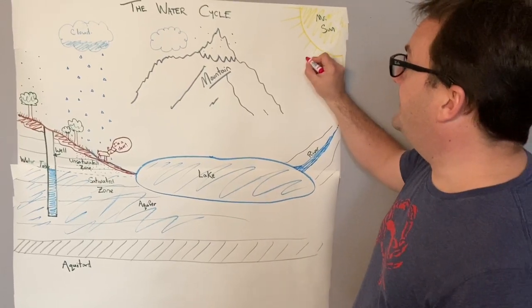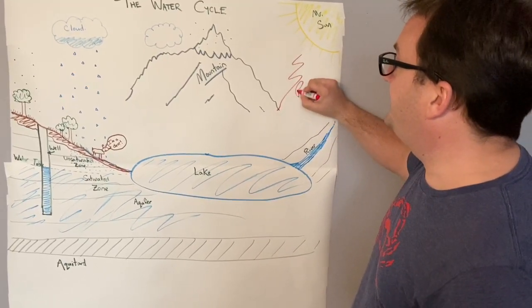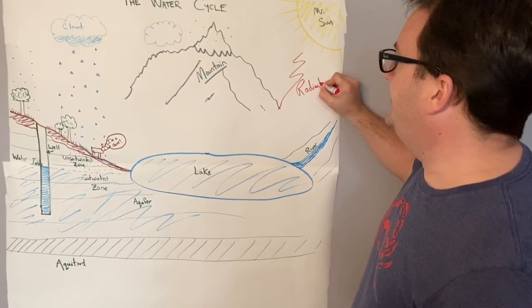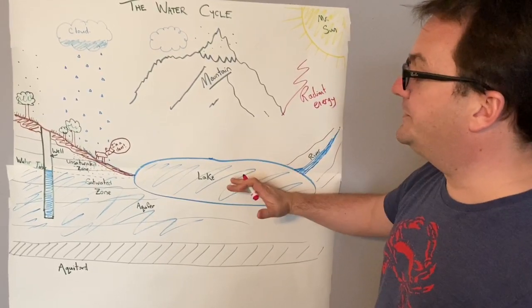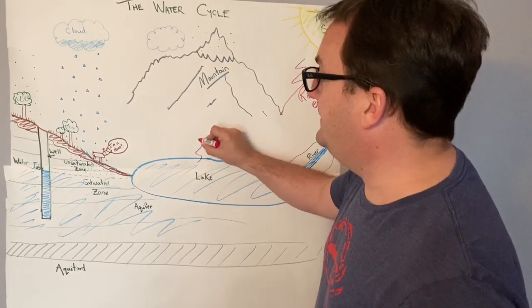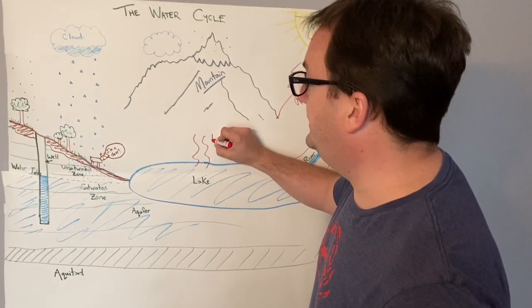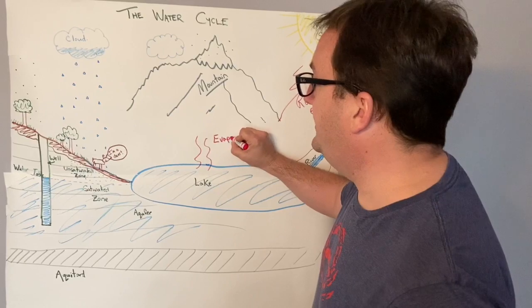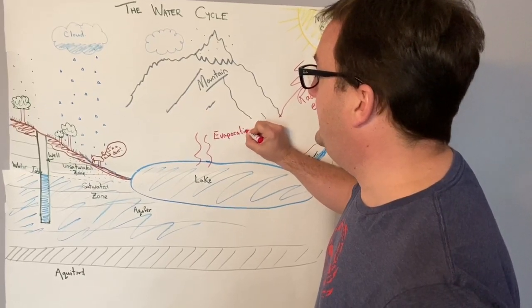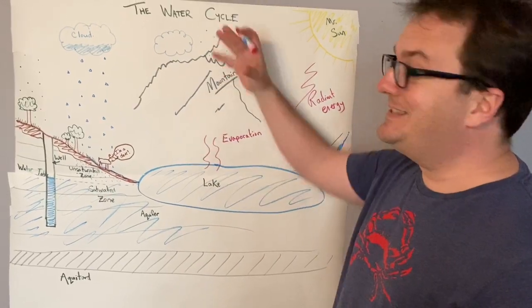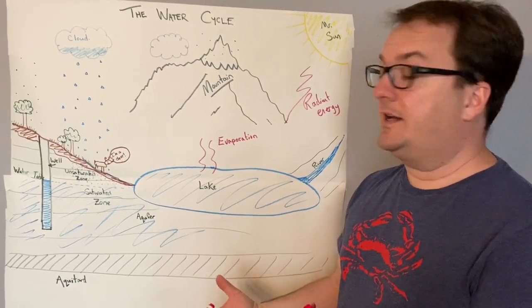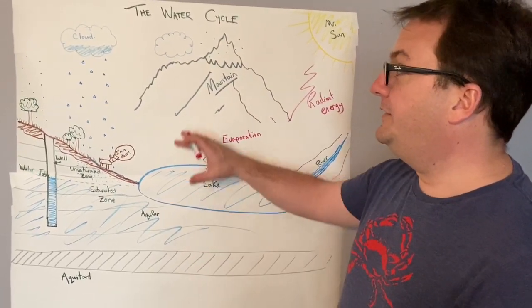So we start with radiant heat energy from the sun. Radiant energy warms up the liquid water. And what we get from surface water is something called evaporation. Evaporation is the name that we give to any liquid turning into a gas. Now the water evaporates, we can't see it. There's no way for me really to show you water gas on the diagram, but you just imagine it.